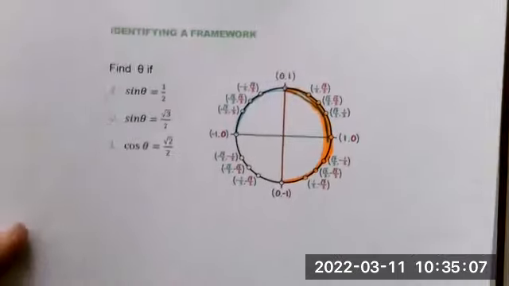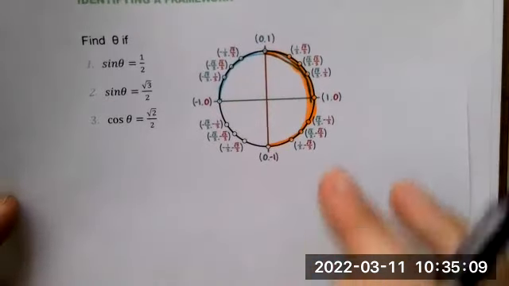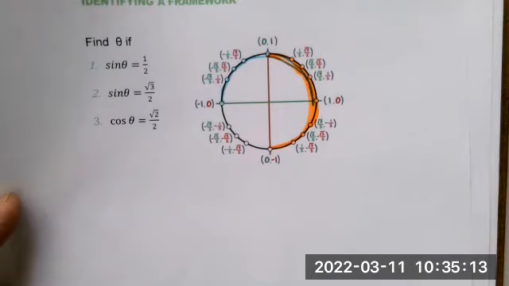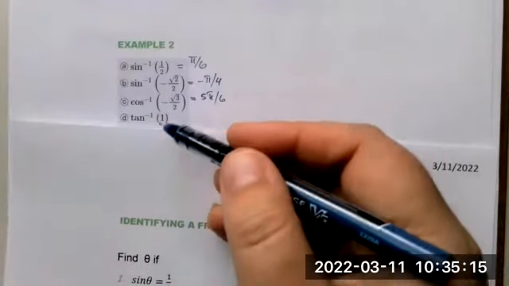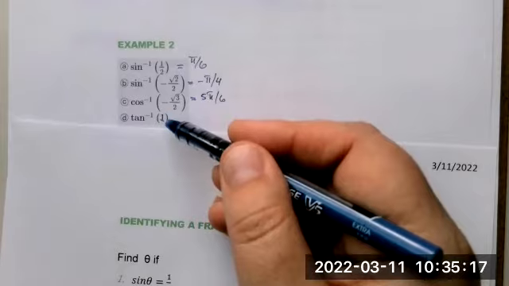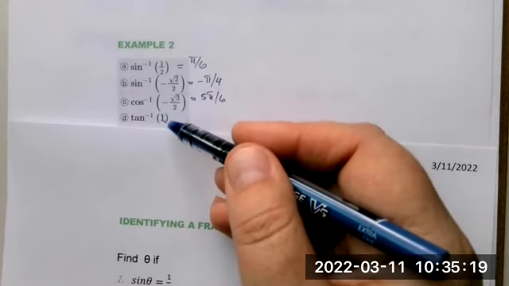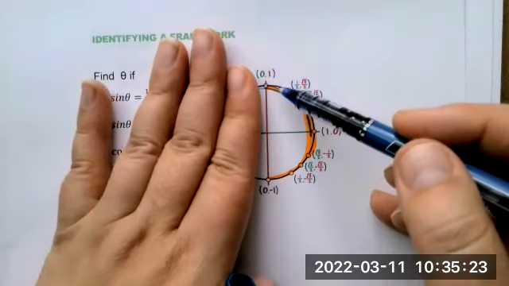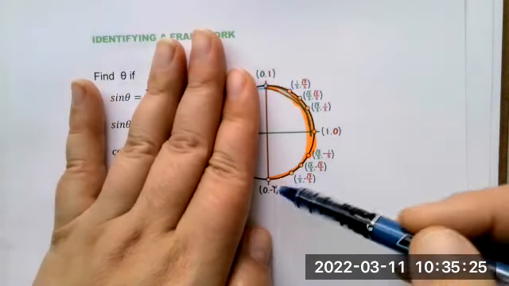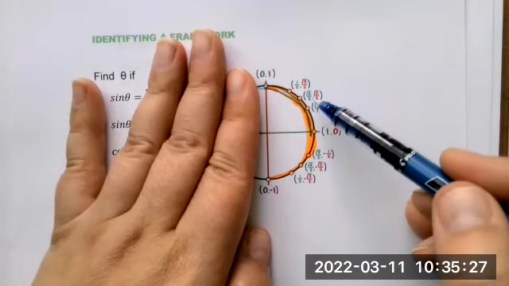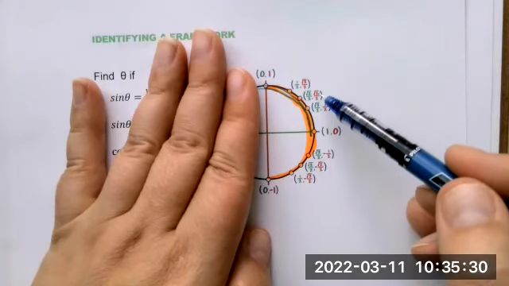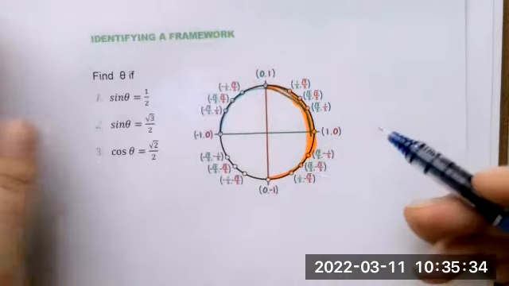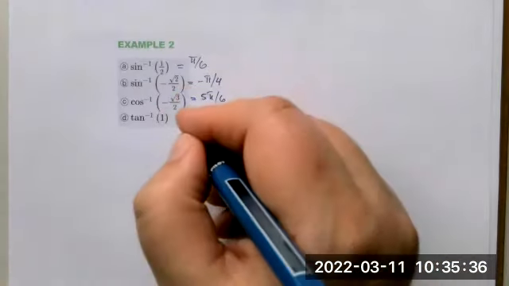Okay, and finally we have inverse tangent of 1. And yeah, we don't have tangent values on the unit circle, but we know that tangent is sine divided by cosine, and because it's 1, it's the point where sine and cosine are exactly the same. And there is only one pair of values like that on this side of the circle, and that's square root of 2 over 2 and square root of 2 over 2. So that corresponds to the positive pi over 4 angle.